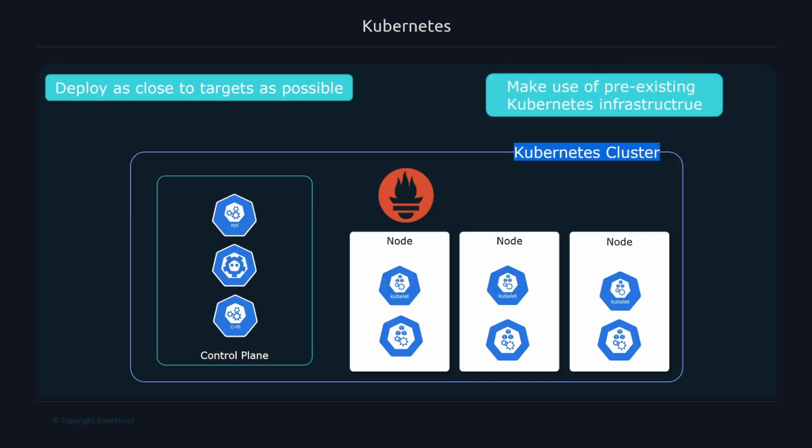And in addition to that, we can make use of pre-existing Kubernetes infrastructure. So we don't need a separate server. We don't need a separate VM to host the Prometheus server. We can just run it on our underlying Kubernetes infrastructure.